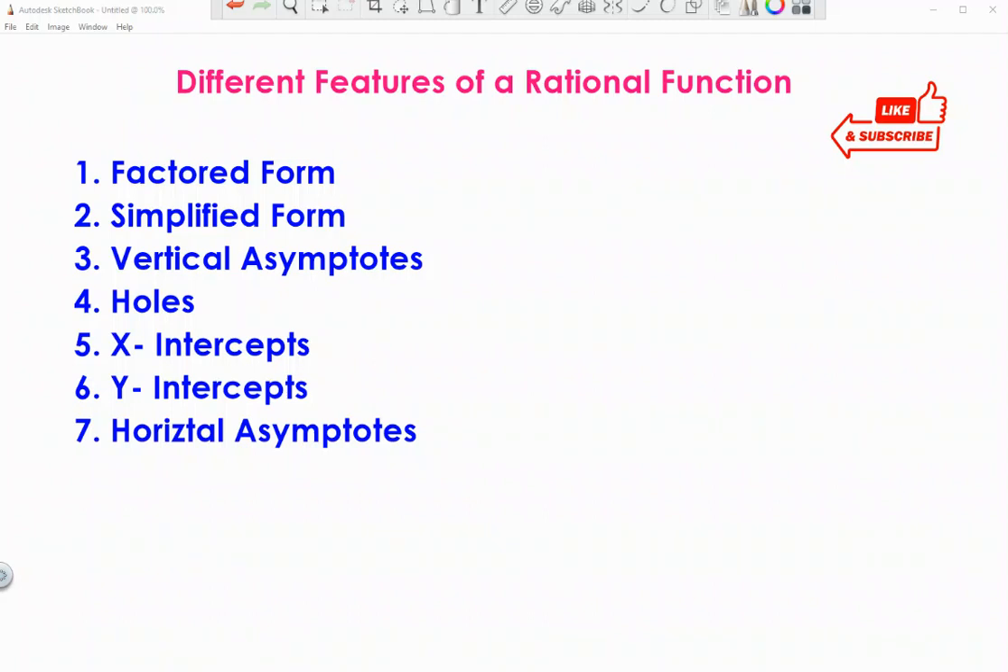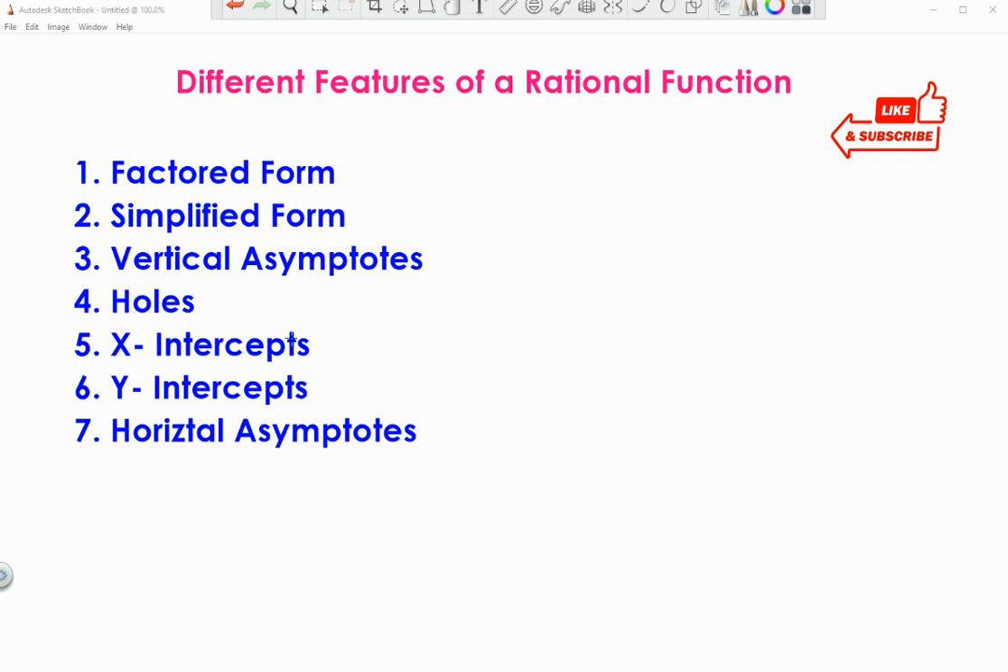All right, so we are putting together all the different features or simplified versions of a rational function. I have discussed each one of these separately in different videos. I will update this video with links to each one of those if you want to look at a more focused video for each one of these features.